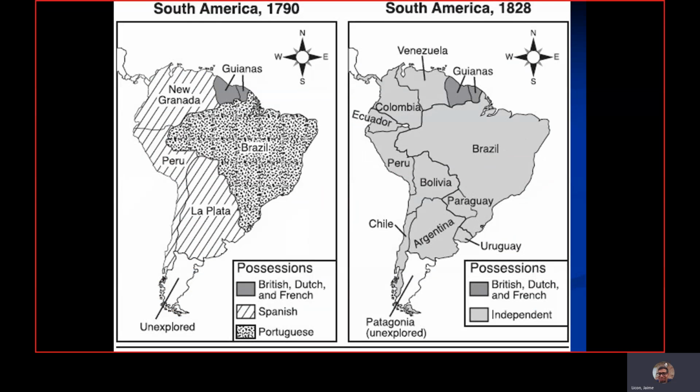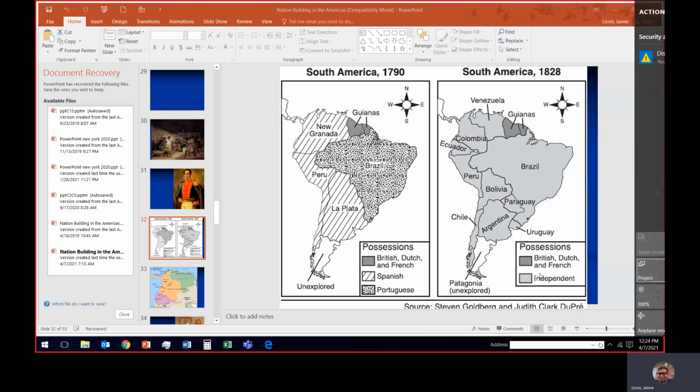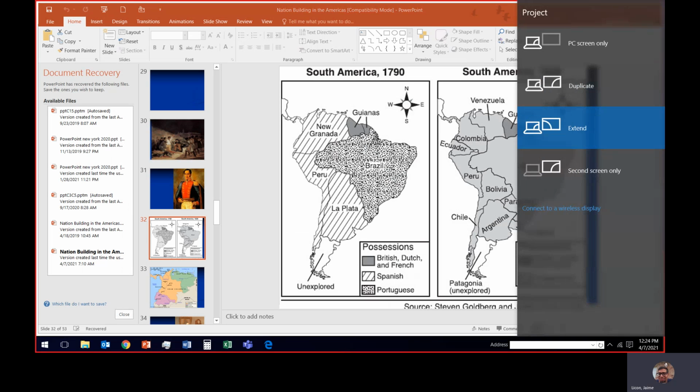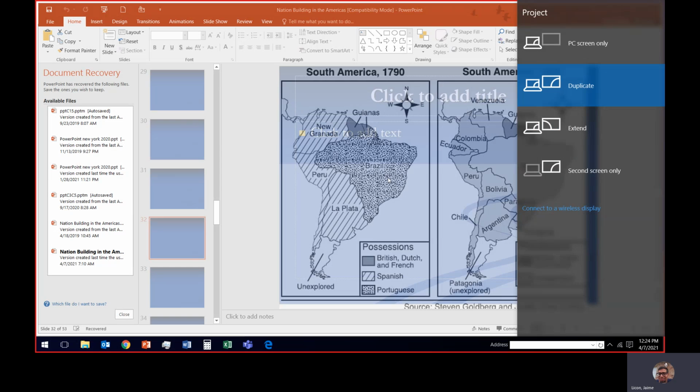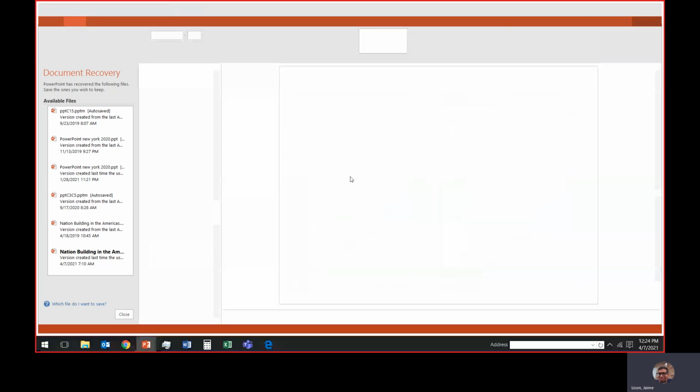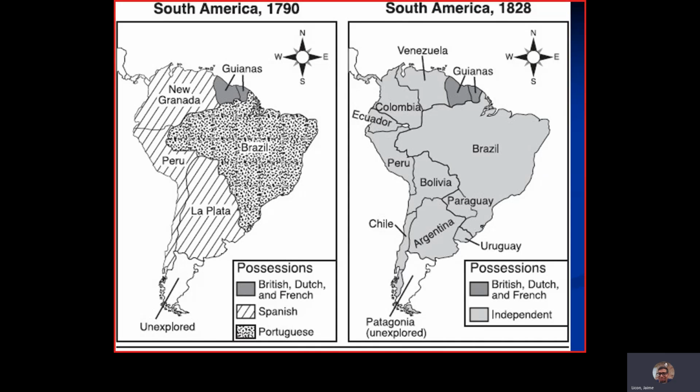Okay, so on our handout, we are looking at Chapter 25, Nation Building in the Americas. One of the things we're going to be looking at today is Latin American independence. If you look at that, we're going to see how the map of South America goes from what it looks like on the left to what it's going to look like on the right.